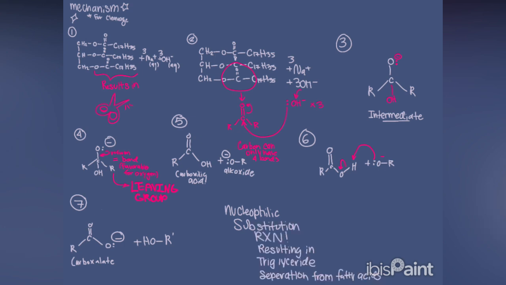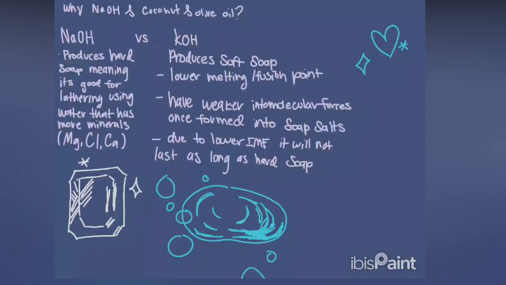Then we go through deprotonation, where the carboxylic acid will form another double bond with the O, resulting in 2 electrons on the oxygen and an alcohol group. This process is a nucleophilic substitution reaction, where the hydroxide ion replaces the fatty acid chain, forming soap molecules.